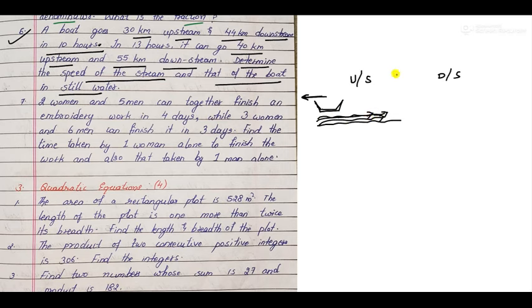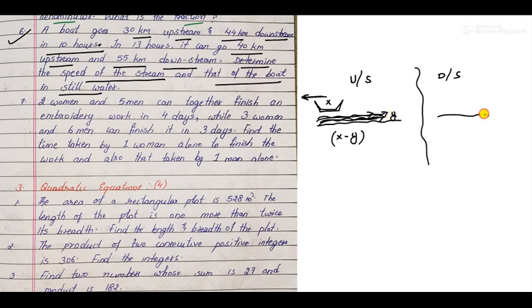Here, if the speed of the boat is x and the speed of water is y, the combined speed upstream becomes x minus y. Remember, speed decreases when the boat moves upstream, because it's moving against the water.